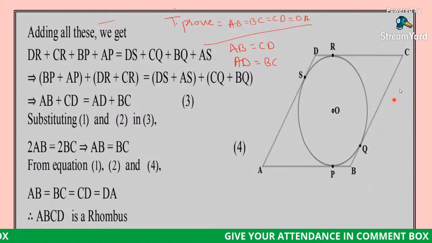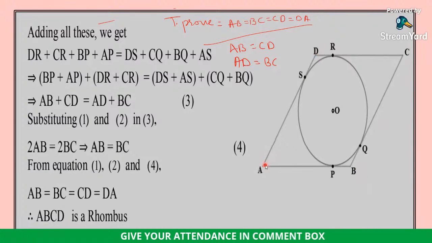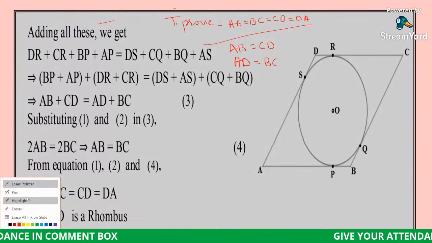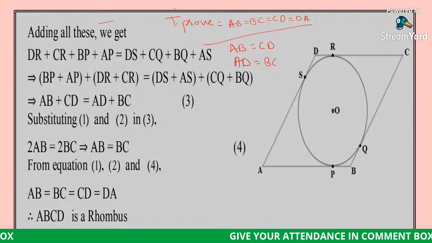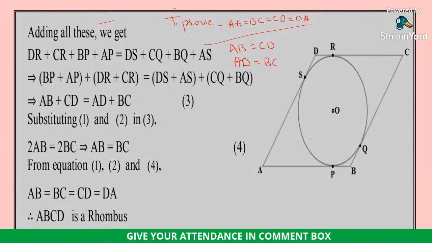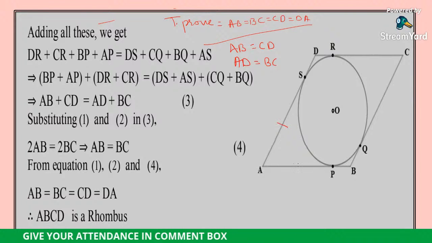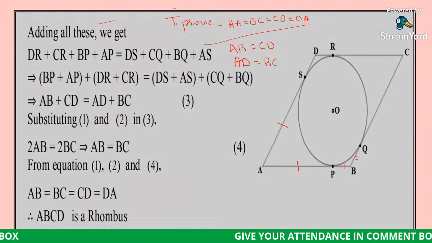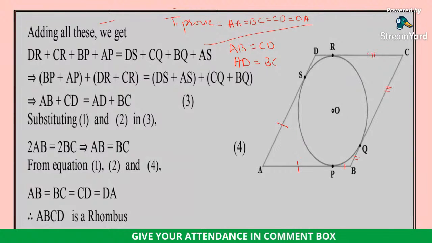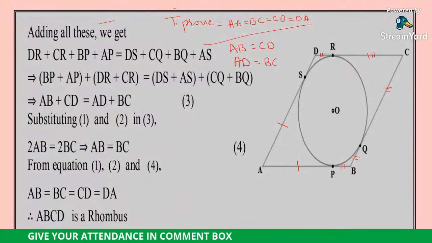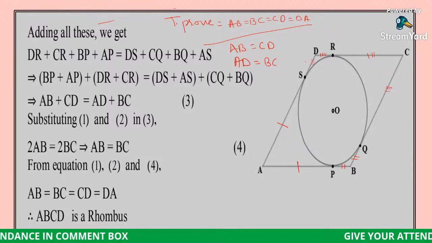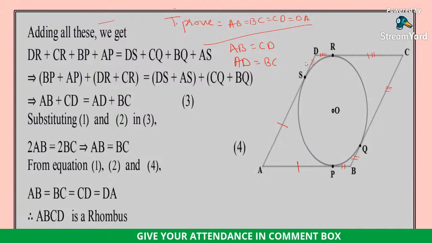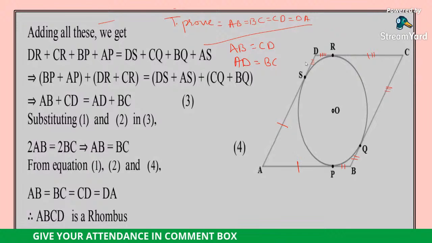If B is the external point, C is the external point, D is the external point and A is the external point, that means I can use the property here, the tangents drawn from an external point are equal. Based on that, I can write here AS is equal to AP, BP is equal to BQ, isn't it? CQ is equal to CR and DR is equal to DS. Because the tangents drawn from external points are equal.